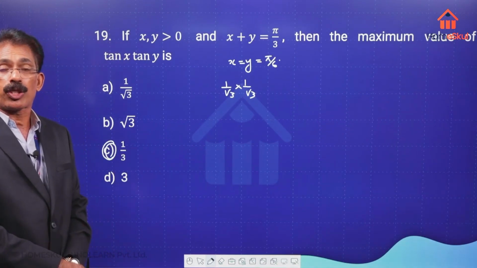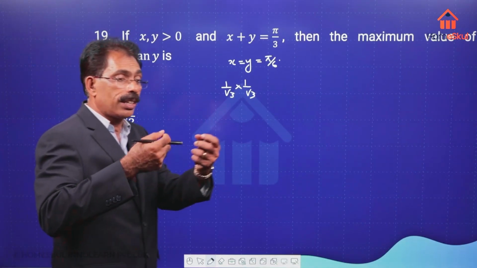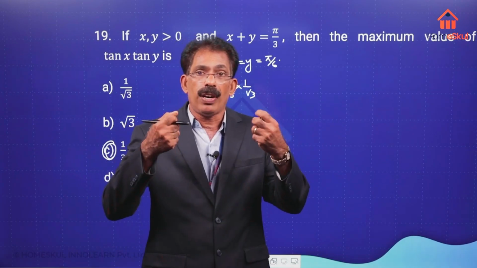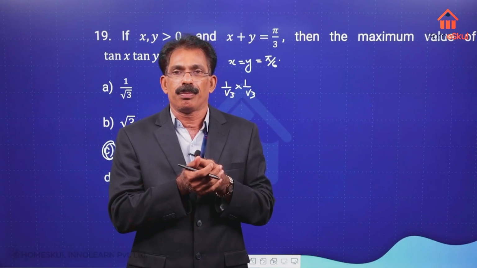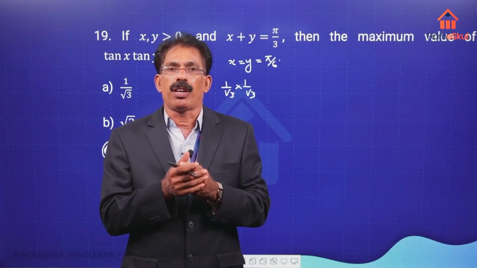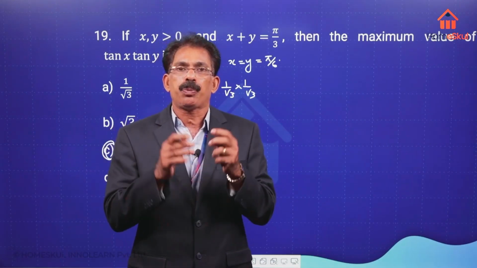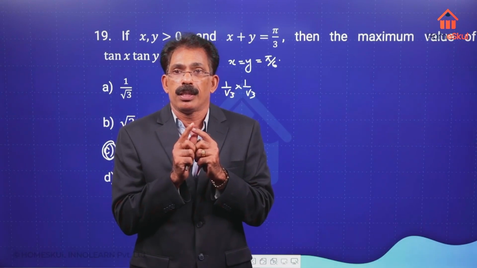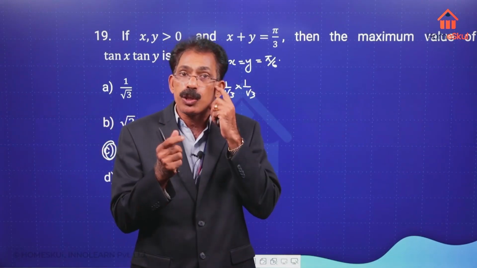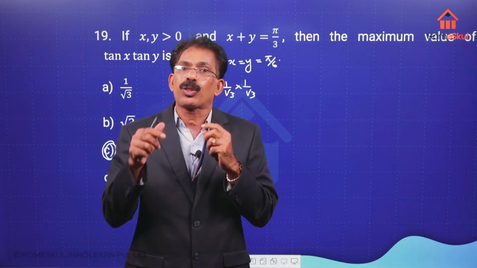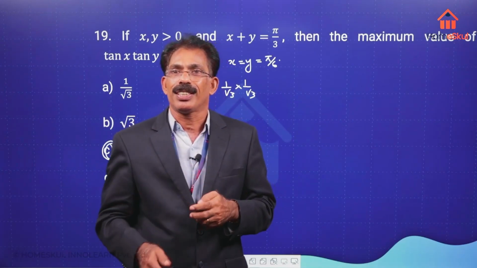The shortcut method. If there is a product, when this is maximum, we cut it into equal pieces. Take a number 24. 24 is a number. And split it into 2 numbers. And the product will become maximum. How can you split that number? 12 plus 12, isn't it?